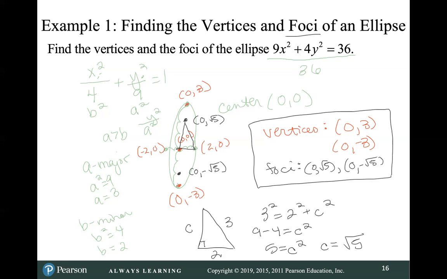Okay, so we used the standard form of our equation to break it down and find A, B, and C. For a parabola, we had P, H, and K. We're going to look at H and K for ellipses as well, but now we don't have P, we have A, B, and C.